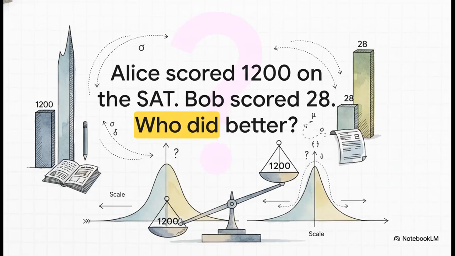All right, let's dive right in with a classic stats puzzle. So you have Alice, who scores a 1200 on the SAT, and Bob, who gets a 28 on the ACT. Now, at first glance, you'd probably think, well, Alice, obviously. 1200 is a way bigger number than 28. But hold on a second. We're comparing apples and oranges here. These are totally different tests with completely different scoring systems. So the real question is, how do we figure out who really performed better?